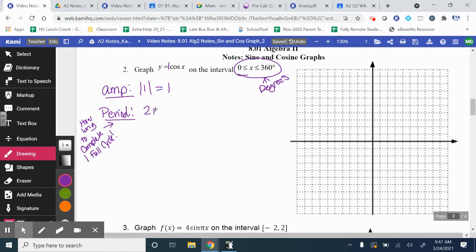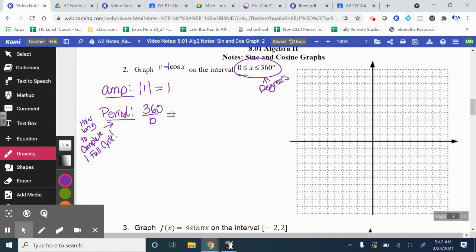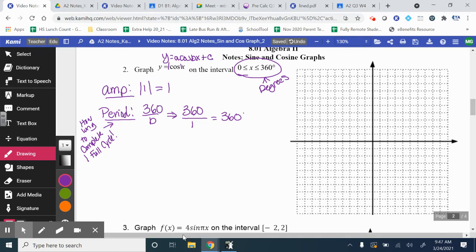So for this, our formula is 2 pi over b. Oh, but this time, actually, we're in degrees. So instead of using 2 pi, 2 times 180 is 360. So I'm going to take 360 and divide it by b. So my b, remember, it's a cosine bx plus c. Your b is after the cosine and before the x. So we have nothing there, so it must be an invisible 1. So that just means our period is 360 degrees. So that means it takes 360, from 0 to 360 on the x-axis, to complete one cycle of cosine of x.